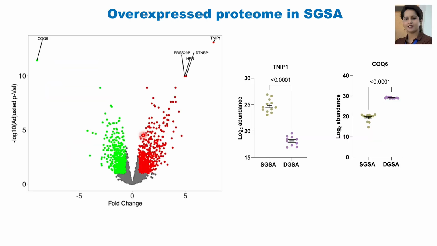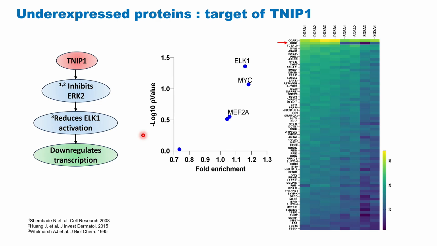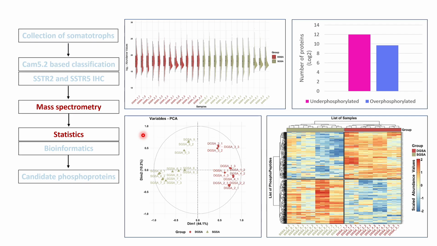The theory is we found TNIP overexpressed and the majority of our proteins were underexpressed. TNIP is 111 times overexpressed. With bioinformatics we deduced which transcription factors are involved in the underexpression of proteins, and we found that TNIP1 is regulating one of the topmost enriched. So TNIP downregulates ELK1, and that may be the reason for the downexpression of all these 200 proteins. And this is the phosphoproteomics, and thank you.